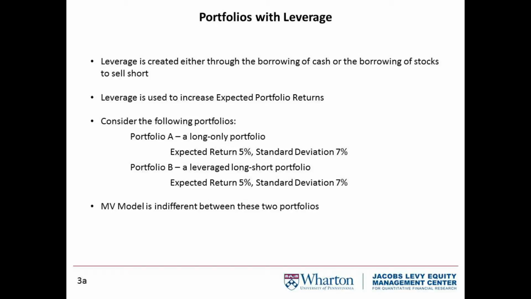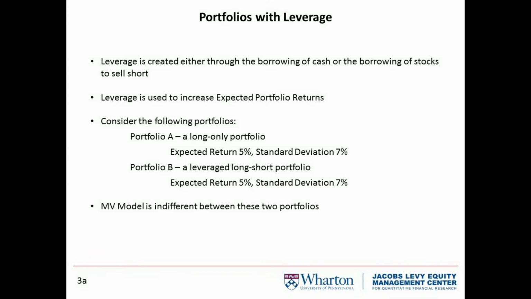It is long only. Portfolio B, on the other hand, is a leveraged long-short portfolio. That means it has long positions, and it also has short positions. Notice the expected return is 5%, and the volatility or standard deviation is 7%. So they obtain the same expected return and standard deviation. Now, if we consider mean variance theory, the investor would be indifferent between these two portfolios.